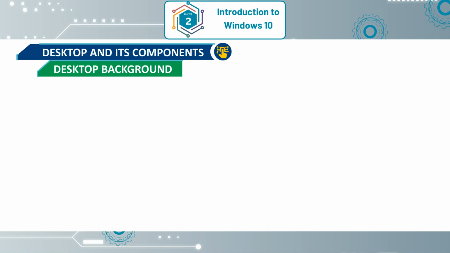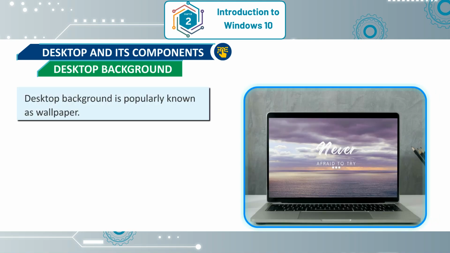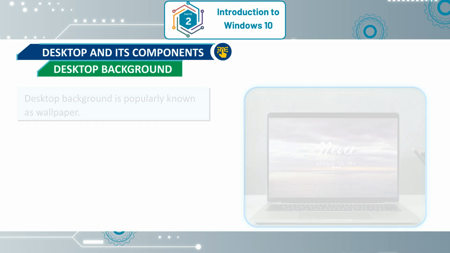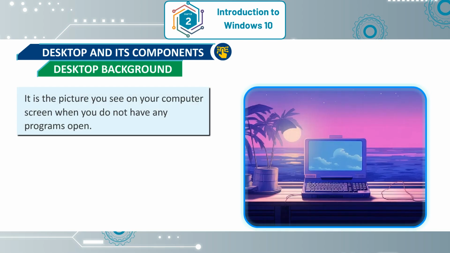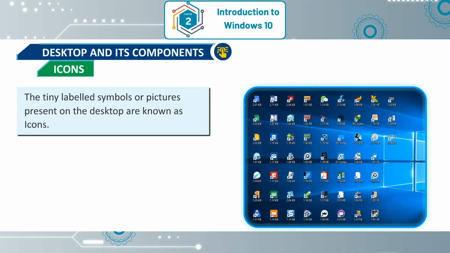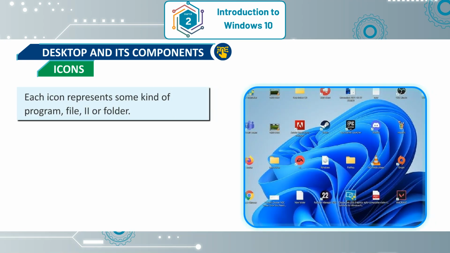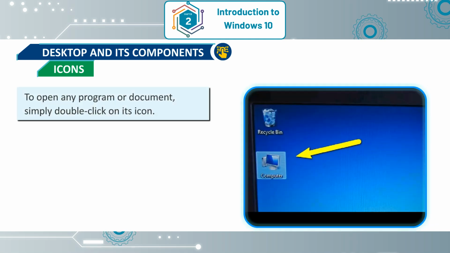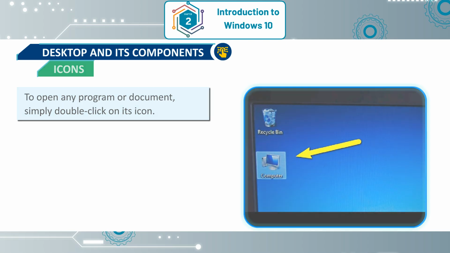Desktop background. Desktop background is popularly known as wallpaper. It is the picture you see on your computer screen when you do not have any programs open. It is the image that fills the whole screen. Icons. The tiny labeled symbols or pictures present on the desktop are known as icons. Each icon represents some kind of program, file, app, or folder. To open any program or document, simply double-click on its icon.